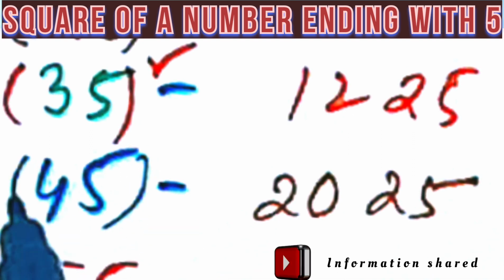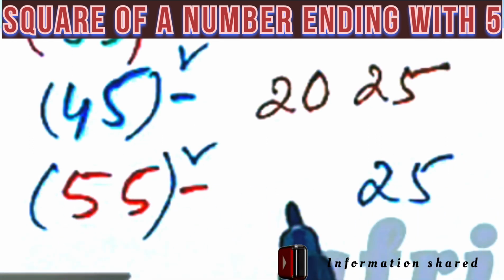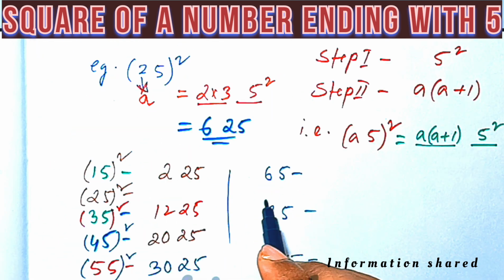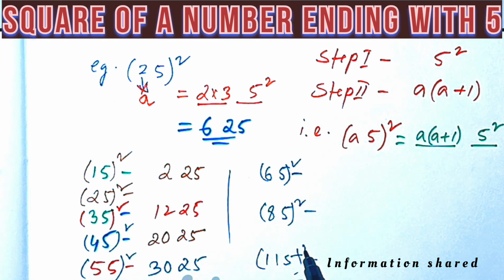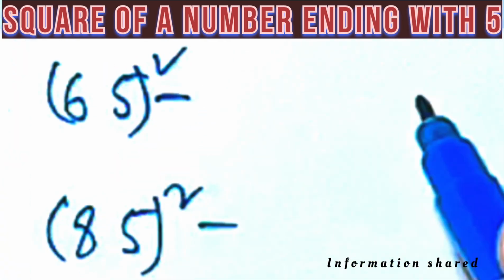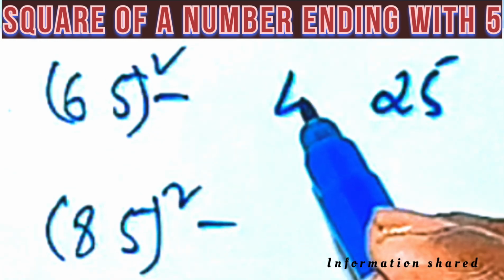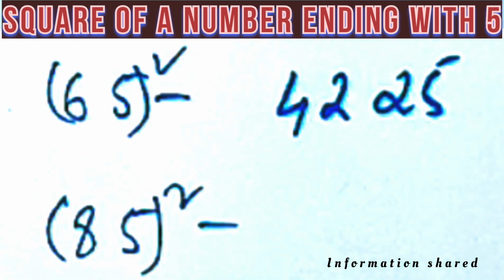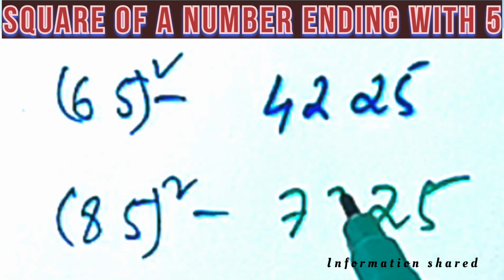55 squared is nothing but 25, and 5 into 6 is 30, so 3025. 65 squared, 85 squared, or 115 squared, whatever it is, we can find it very easily. 65 squared: 5 into 5 is 25, 6 into 7, 6 plus 1 is 7, 6 7s are 42, so 4225. 85 squared is 25, 8 9s are 72, so 7225.